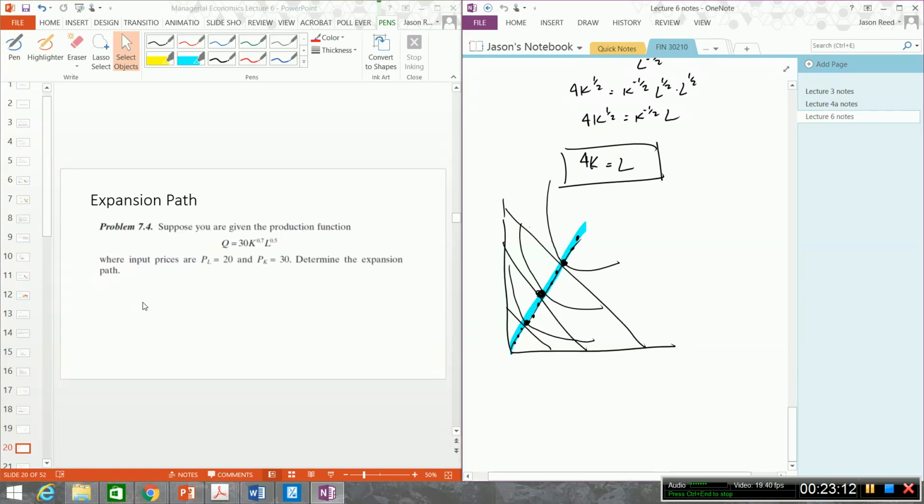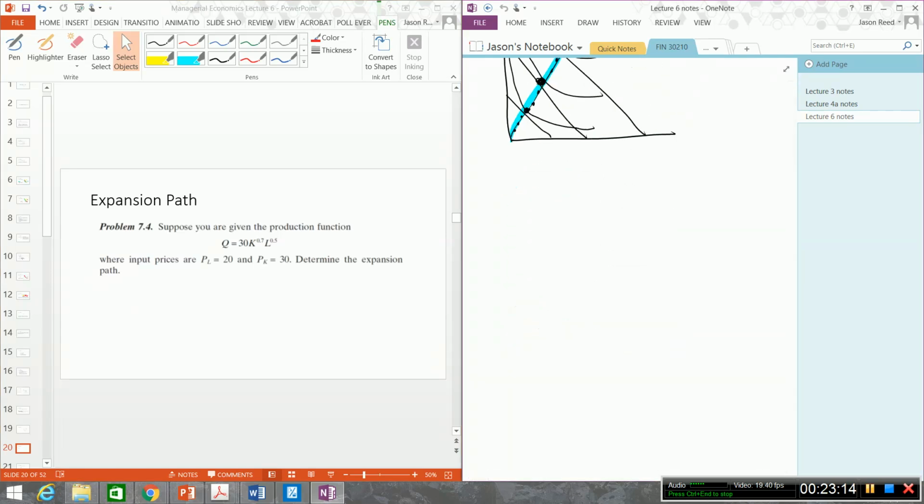And so we can do a similar problem for this. Suppose we're given this production function. Suppose that we have Q is equal to 30 K to the 0.7 L to the 0.5, where input prices are 20 and 30 respectively. Determine the expansion path. In order to do that, the equation of the expansion path must be in terms of K and L. So we want to start with the marginal product of capital divided by the price of capital, and that must be equal to the marginal product of labor divided by the price of labor.